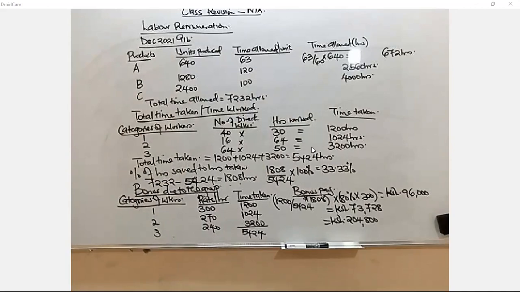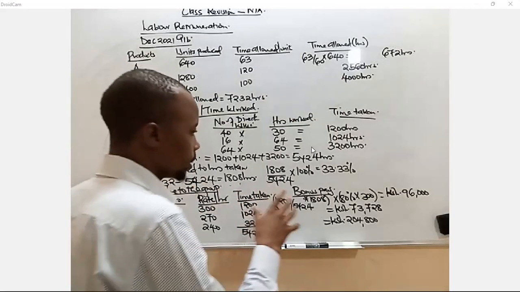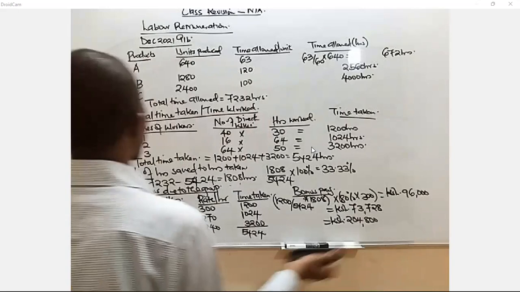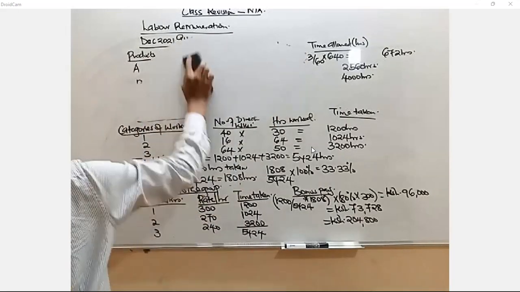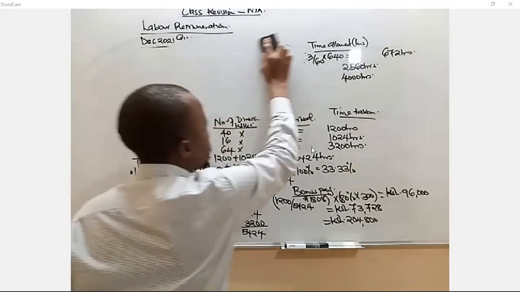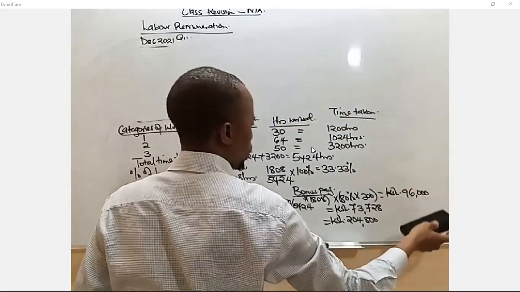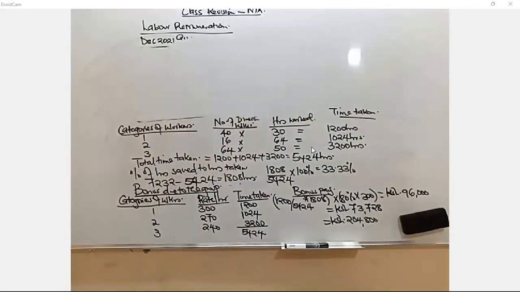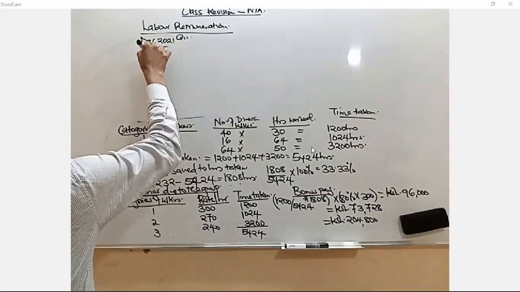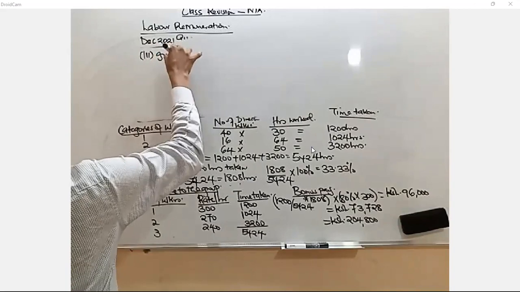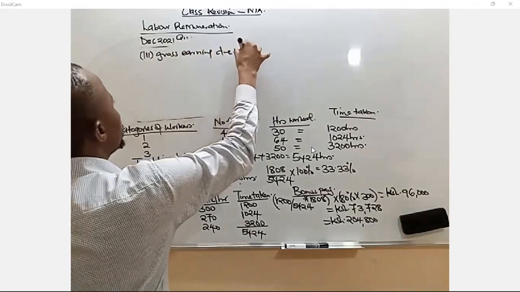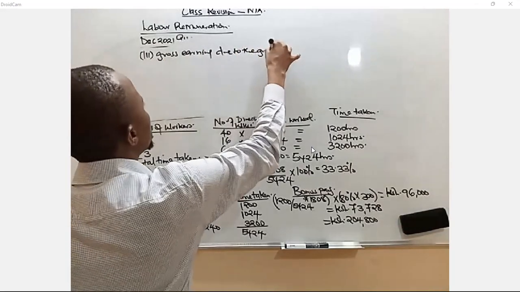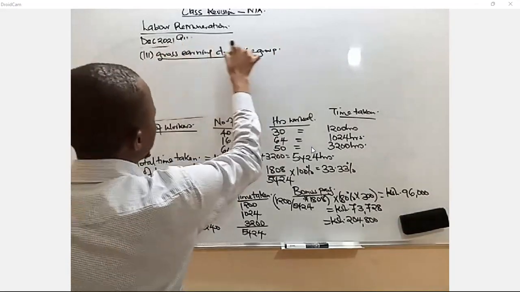Now, there is the last part in which the examiner is asking you to compute the gross earning due to the group. Na hii question ni common sana. Hii swali ni common sana. So when the examiner asks you that, what is the gross earning due to the group? The gross earning due to the group.